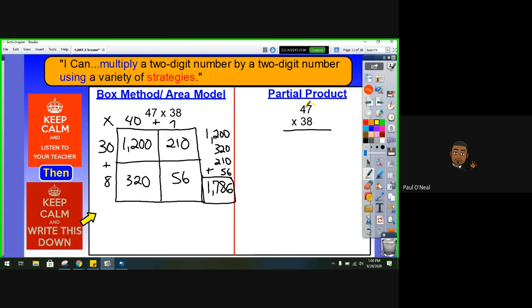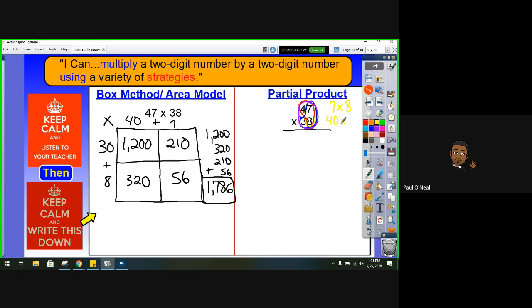Well, first, we're going to do 7 times the 8. Then 8 times the 40. Then 30 times the 7. And then the 40 times the 30. Okay? So again, let me go back and state that. So we have 7 times 8. Okay? And then we have 40 times.